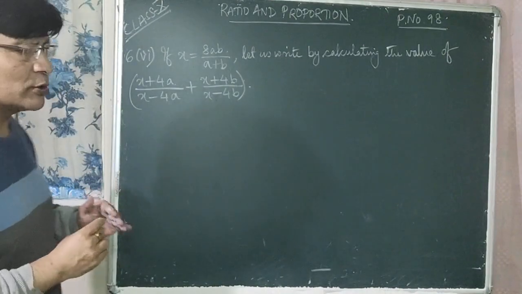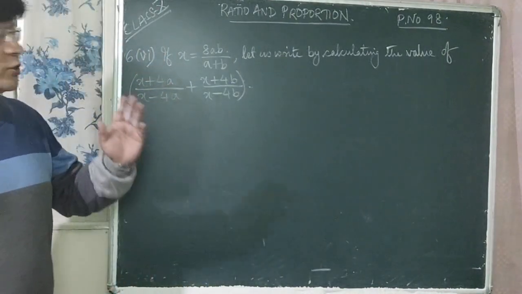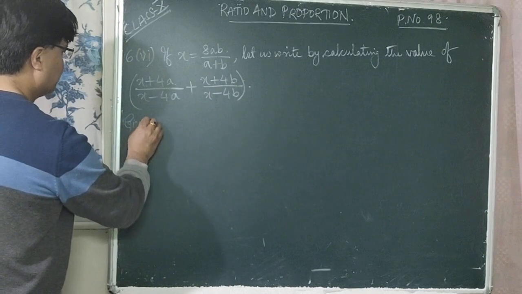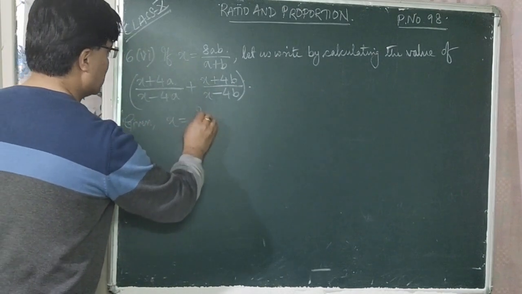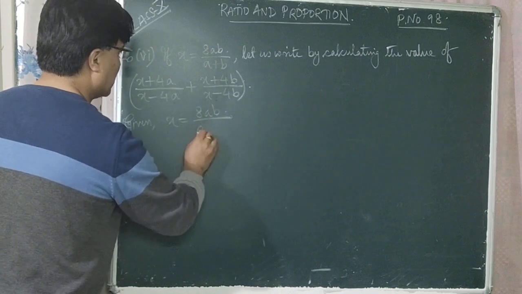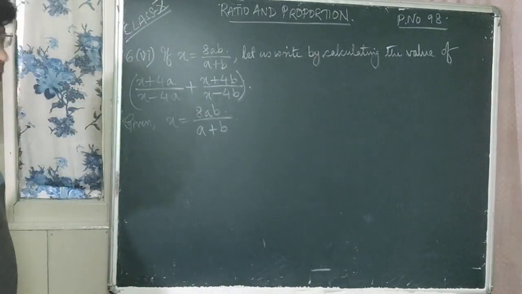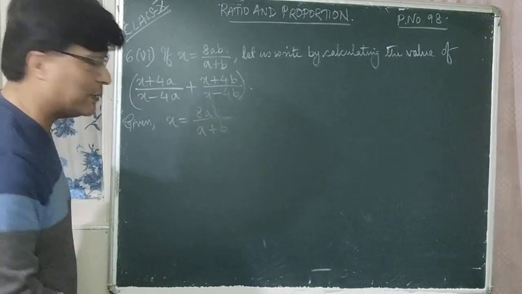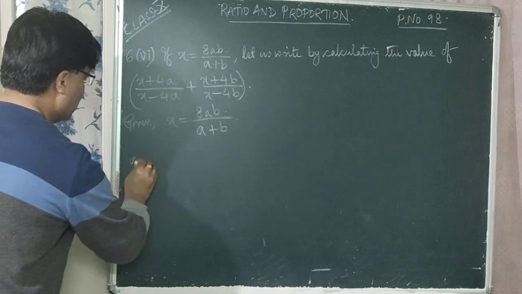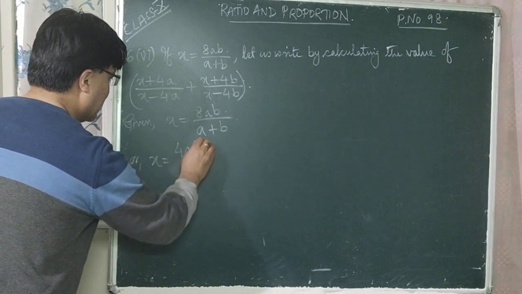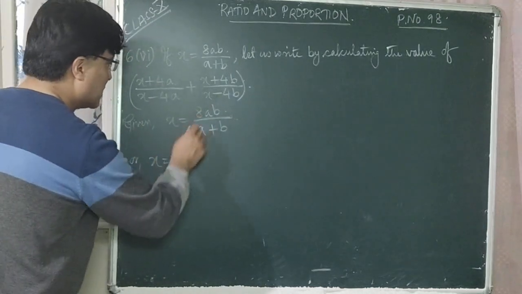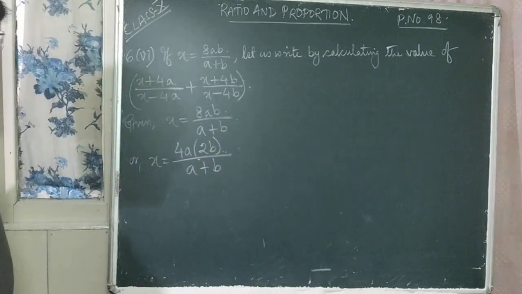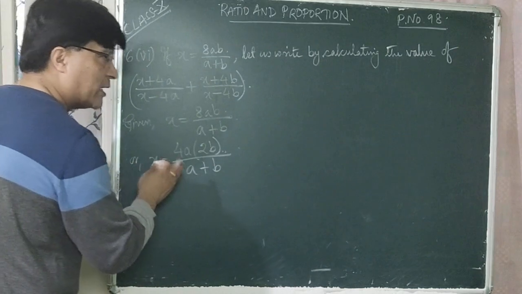Okay, so here also let us use componendo and dividendo. So first of all, you have to simplify the given part. Okay, so here given is x is equal to 8ab divided by a plus b. Okay, now since we need x plus 4a, let us simplify 8ab as 4a into what? Or x is equal to 4a into which number is 8ab? It is twice b divided by a plus b. Is it clear now? Now let us take this 4a to the left hand side.